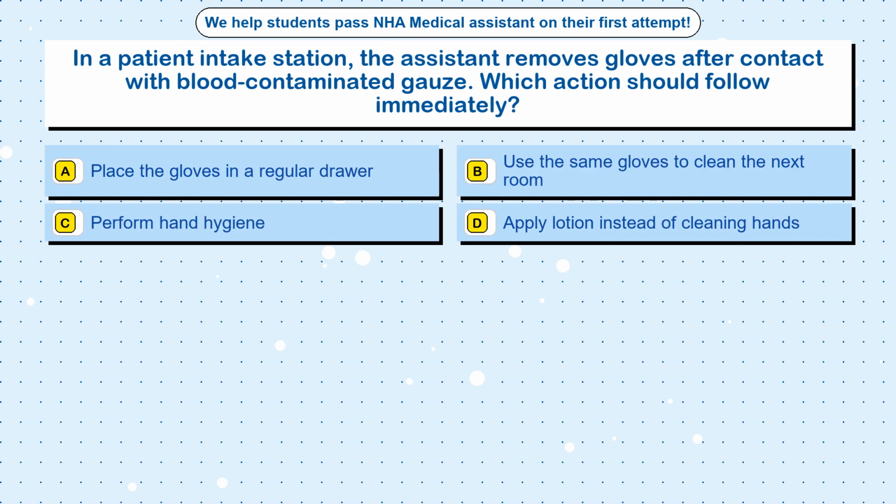Question 84. In a patient intake station, the assistant removes gloves after contact with blood-contaminated gauze. Which action should follow immediately? Option A. Place the gloves in a regular drawer. Option B. Use the same gloves to clean the next room. Option C. Perform hand hygiene. Option D. Apply lotion instead of cleaning hands.